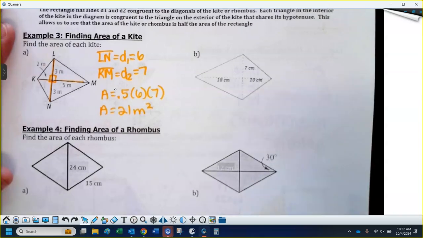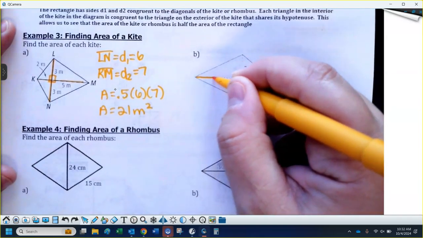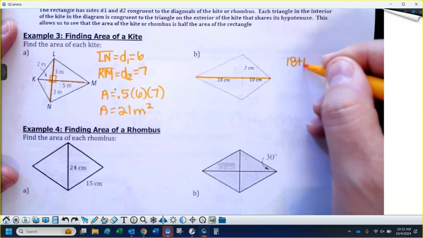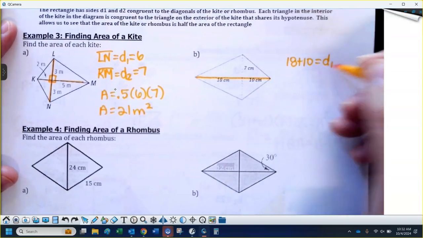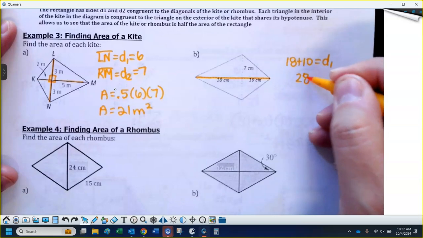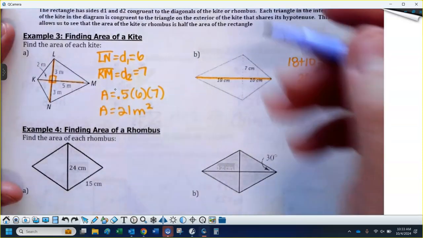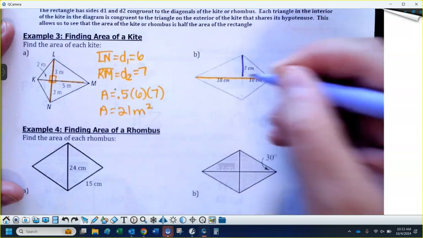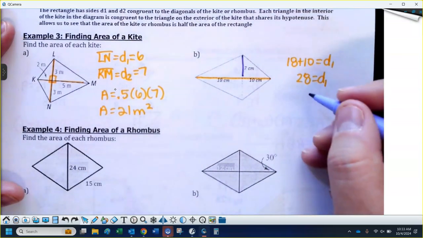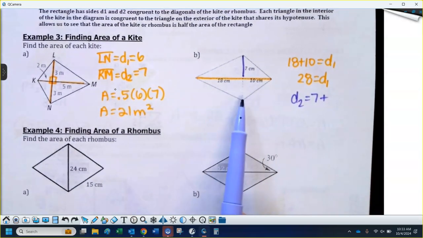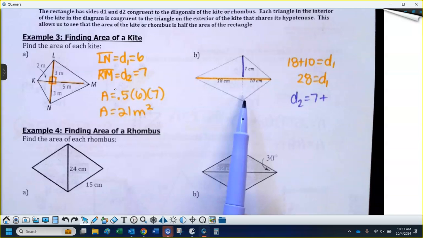All right, I don't have any labels on this one. This diagonal, all the way across there, I would do 18 plus 10. So let's say that's diagonal 1. That would be 28. All right, now diagonal 2, I only have that part of it labeled. I have diagonal 2. Part of it is 7. Does anybody know what that other piece would be if this is a kite?